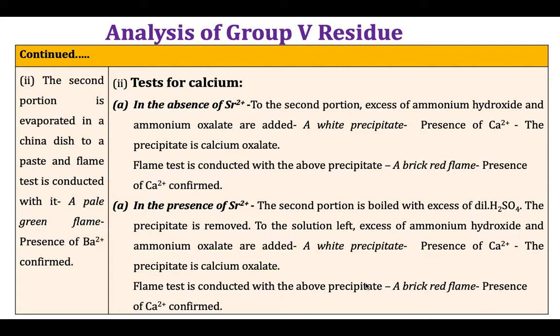To confirm the presence of calcium, a flame test is conducted using the above precipitate. A brick red color is obtained if calcium is present. These are the tests for group 5 cations. Group 5 cations include barium Ba2+, strontium Sr2+, and calcium Ca2+.